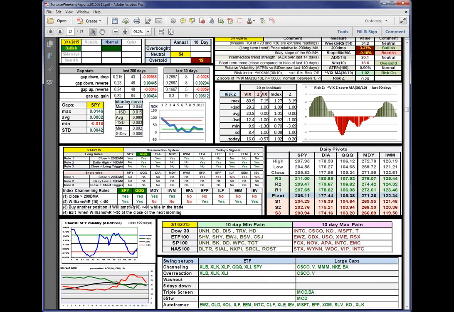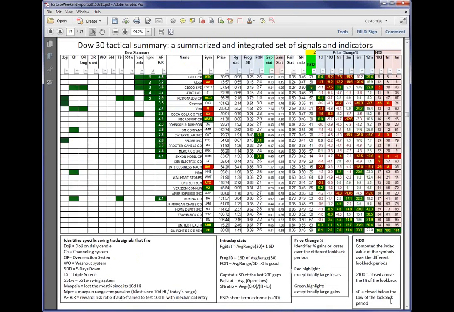And I want to shift to the daily report next. So we've got channeling and overreactions in a lot of the XL series, including XLP and XLK, along with NASDAQ and the market itself in channeling. We have a number of good setups in channeling and overreaction among the swing trade patterns for the large caps like Cisco, Visa, 3M, Nike, and Boeing.